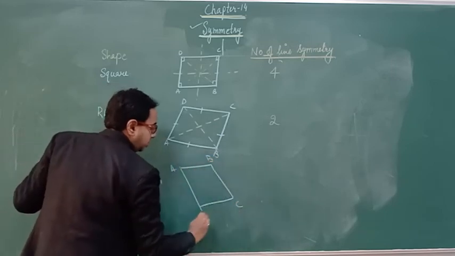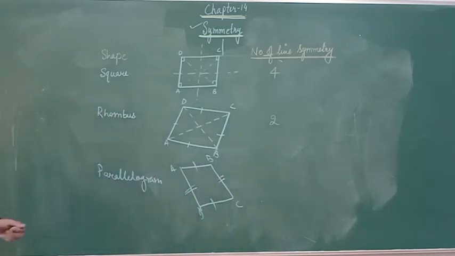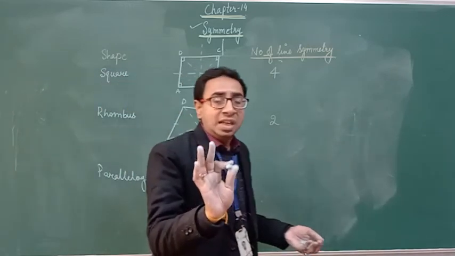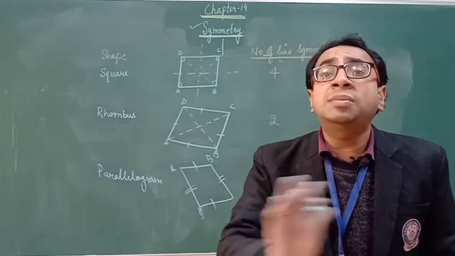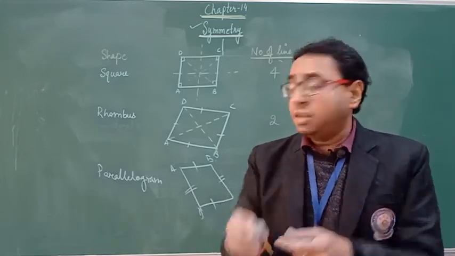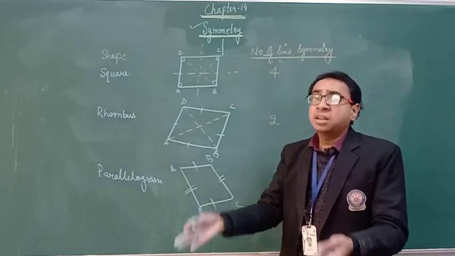What happens in a parallelogram? Opposite sides are parallel and equal. But we can't comment about the angles. If we cannot comment on the angles, we cannot determine any axis. We cannot divide it, because if I divide this way, maybe the angles are different. If I divide diagonally, even then the angles may be different.